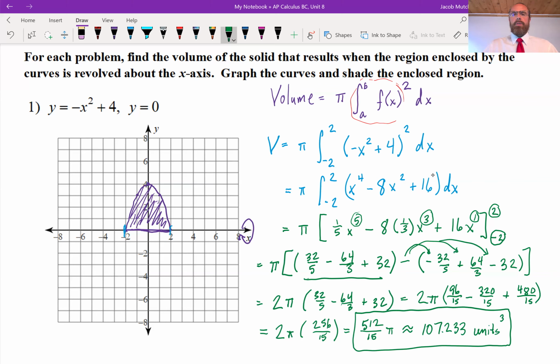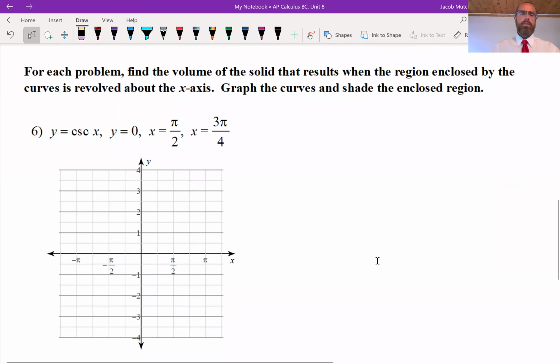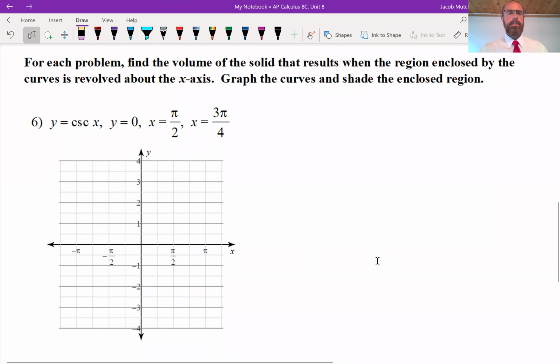So our first example is a nice algebraic function. It's a quadratic. Let's take a look at a trigonometric function that we could revolve around the x-axis. So our second example is the function y equals cosecant of x. And we're going to consider this graph, but we're going to really constrict it. I want to look between that graph and the x-axis, so y equals 0. But I'm going to really limit my domain. So it's only going to be from pi over 2 to 3 pi over 4. So it's a very small slice of that graph.